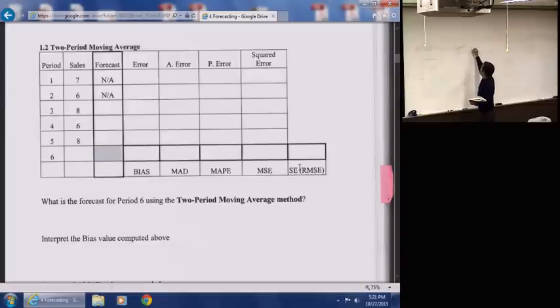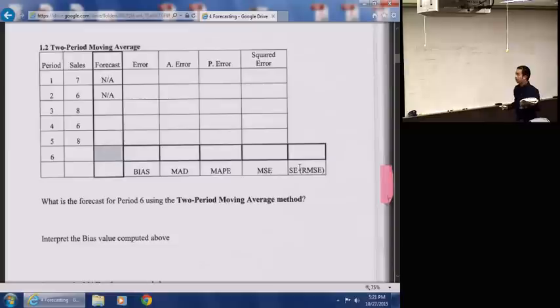And now we try to evaluate the model, right? Therefore, we have to compute error, absolute error, P error meaning percentage error, and squared error. So first compute the error. You have these 2 numbers, right? What's the first value here?